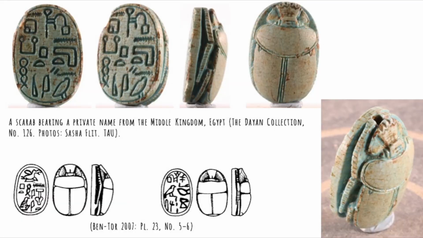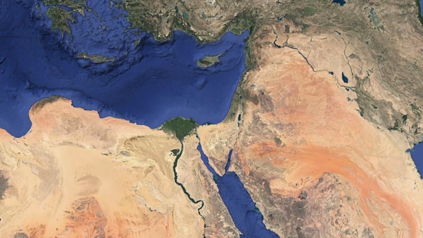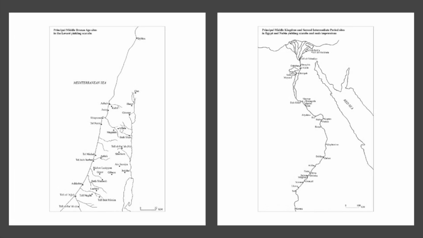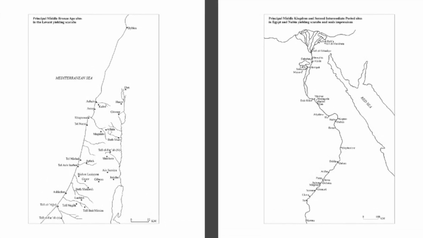Scarabs were the most common form of seals in the southern Levant during the 2nd millennium BCE. They are shaped in the form of a dung beetle, a symbol loaded with meanings for the ancient Egyptians. Originating in Egypt, they were first imported to the southern Levant and soon after were locally produced.